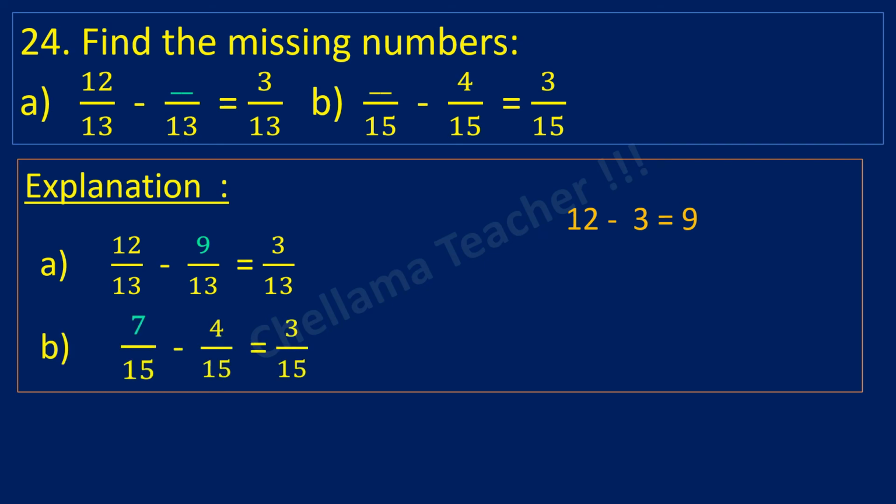Part B: dash/15 minus 4/15 is equal to 3/15. So here we have to find the first missing number. That means 4 is to be added with the answer 3. So 4 plus 3 is equal to 7. So here 7 is the missing number.